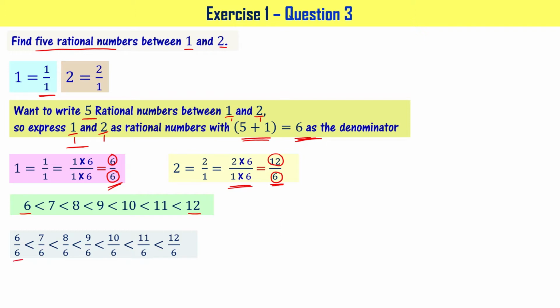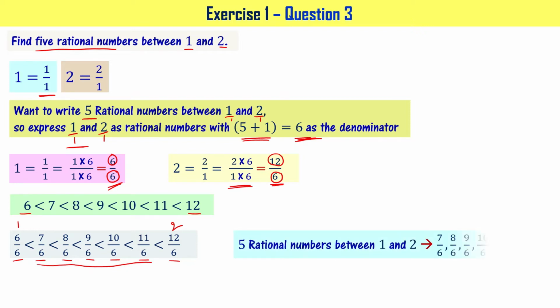6 by 6 is less than 7 by 6, that is less than 8 by 6, that is less than 9 by 6, that is less than 10 by 6, that is less than 11 by 6, that is less than 12 by 6. Look at this now. We know 6 by 6 is 1, right? And we know 12 by 6 is 2. So how many numbers do we have in between? 5 numbers, right? 5 rational numbers are there, which are in between 1 and 2. So to answer the question, let me write this. 5 rational numbers between 1 and 2 are 7 by 6, 8 by 6, 9 by 6, 10 by 6 and 11 by 6. Got it?